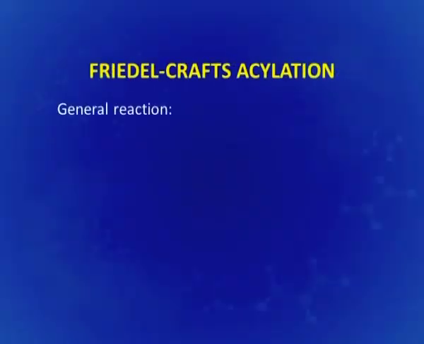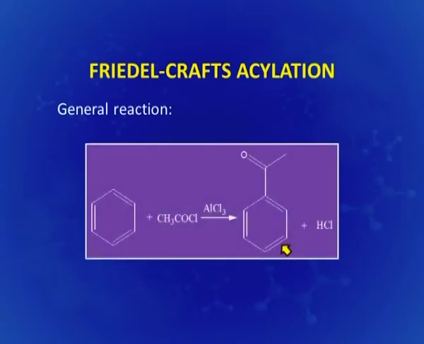Normally Friedel-Crafts acylation is used to synthesize aromatic carbonyl compounds. So, here benzene reacts with the acyl chloride in the presence of a Lewis acid, that is aluminum chloride, and gives rise to acetophenone. Here the acyl group transfers from one component to the other component.